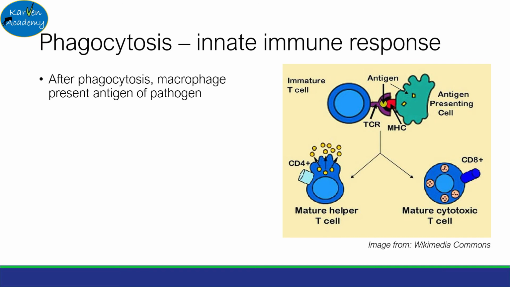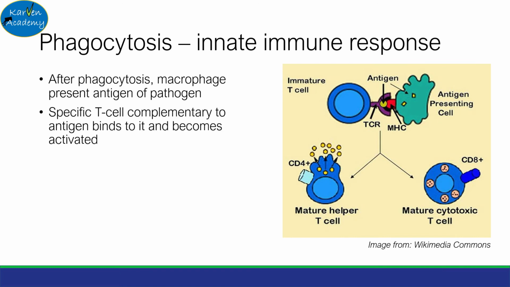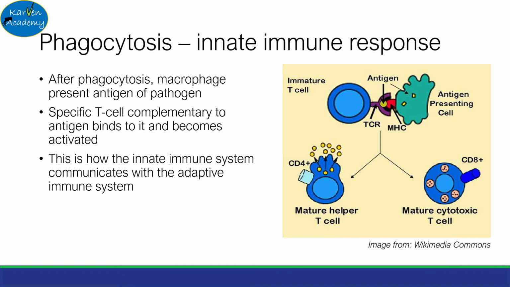So, after phagocytosis, the macrophage presents the antigens of the pathogen, and the specific T cell complementary to that antigen binds to it and becomes activated. Once it's activated, it can differentiate into either a helper T cell or a cytotoxic T cell. And this is how the innate immune system communicates with the adaptive immune system. The innate immune system presents antigens to the adaptive immune system.